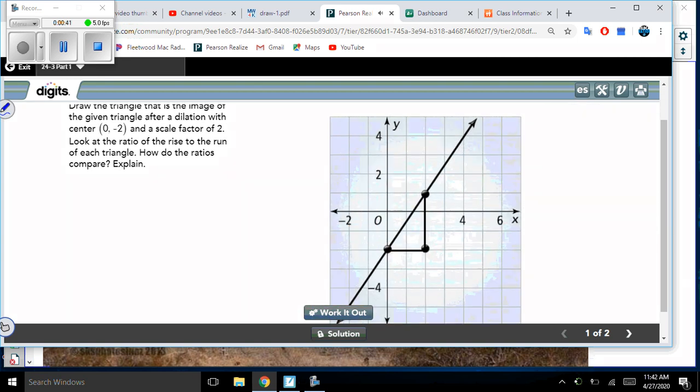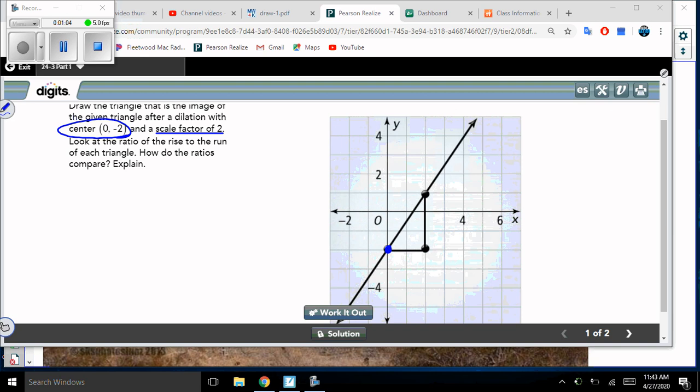So what we're looking at here, it says draw the triangle that is an image of the given triangle after a dilation with the center being 0, -2. We have a scale factor of 2. And then we're going to look at the ratio, the rise over run of each triangle. So in this particular situation, that means that right here sits our center of dilation.